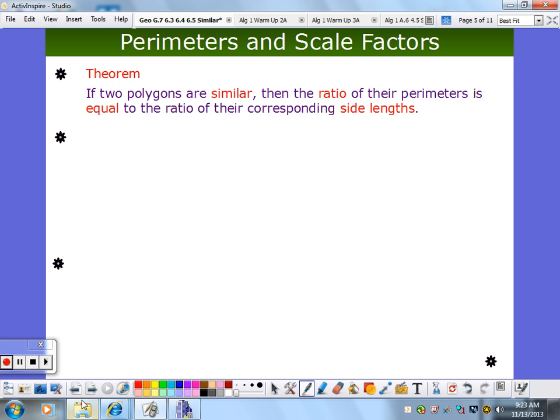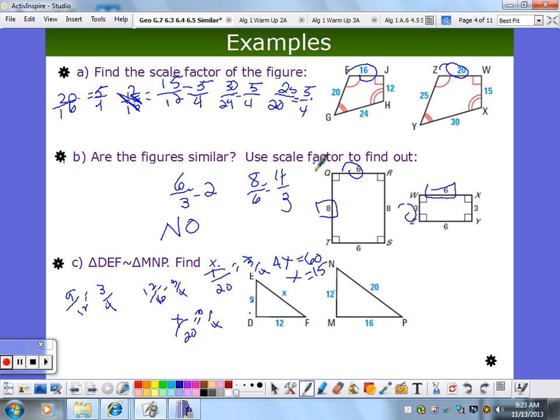Let me just go back for a second here. We had a scale factor here of 5 to 4. If you look at the perimeter of this one and the perimeter of this one, they should be in the same ratio. Can somebody do that real fast? Find the perimeter of this guy, find the perimeter of that guy. You guys are faster at adding than me. Plus you've got the calculators. So I'm going to ask somebody.